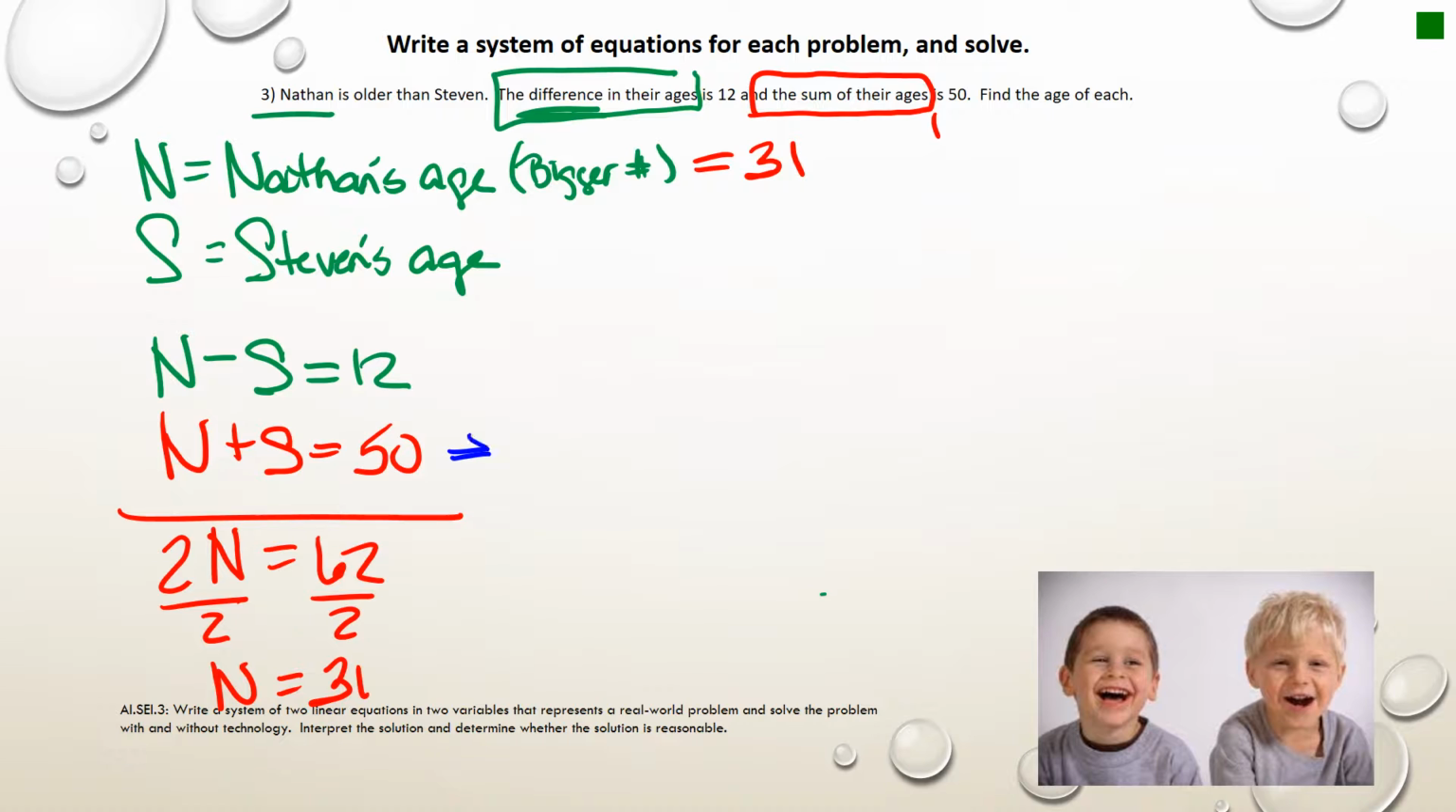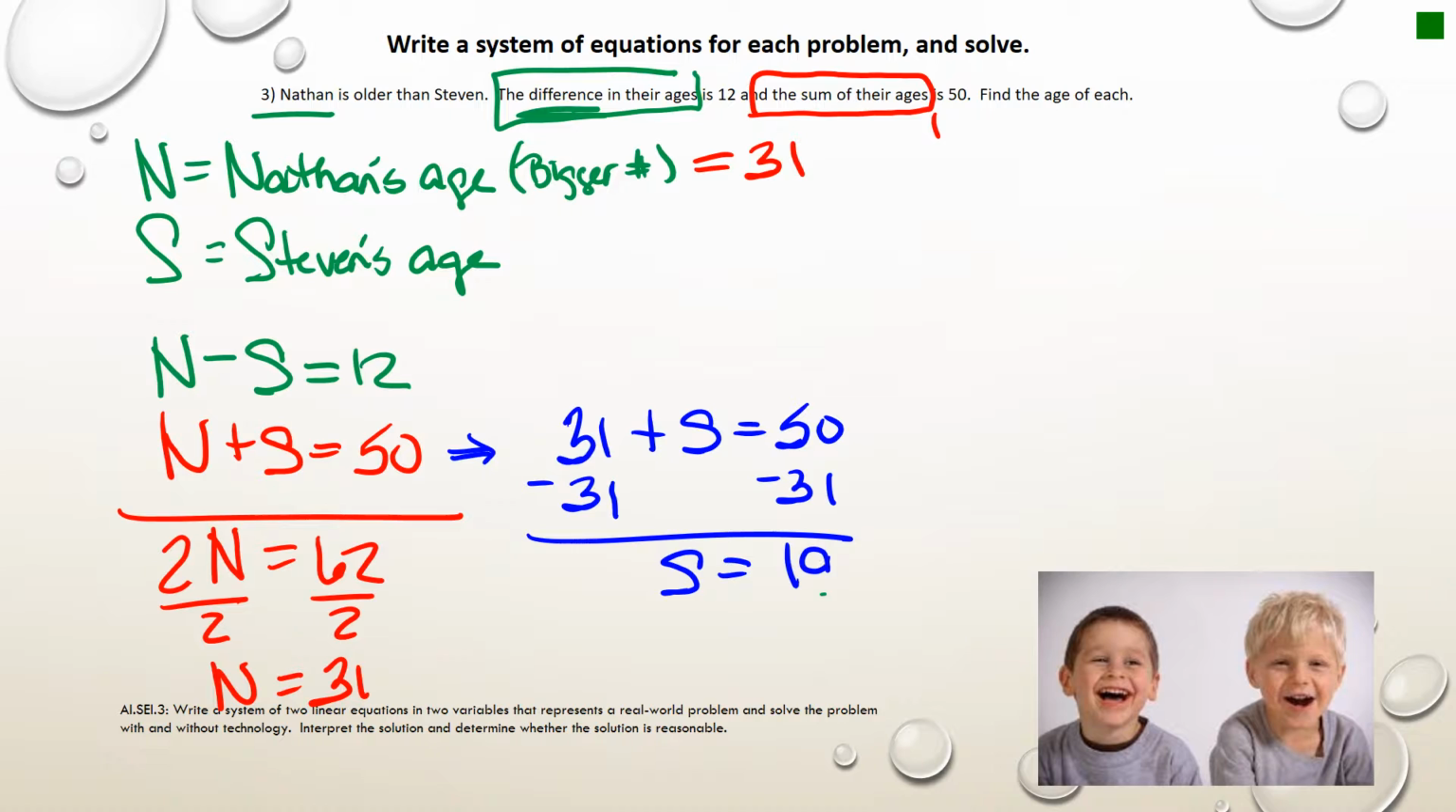Let's go to this one because it doesn't have a minus. 31 plus s equals 50. Subtract the 31. Stephen is 19.